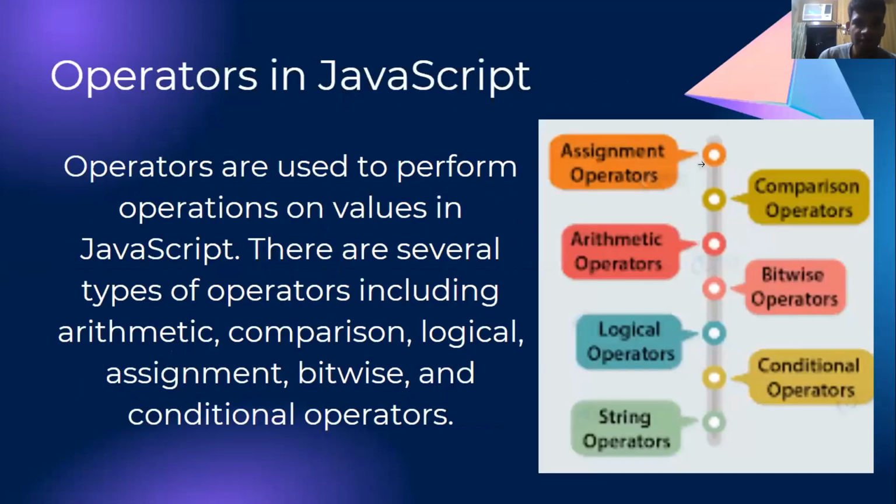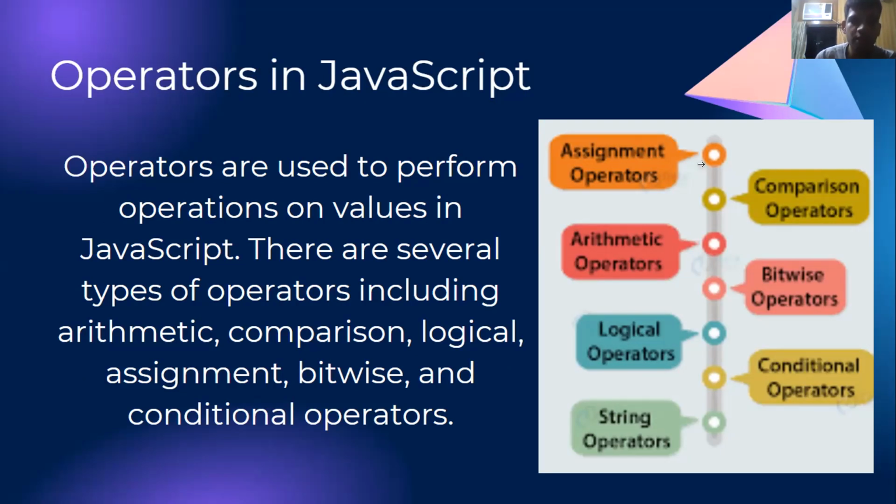Now, operators in JavaScript. Operators are used to perform operations on values in JavaScript. There are several types of operators, including arithmetic operators, comparison operators, assignment operators, bitwise operators, logical operators, and string operators. Arithmetic operators are used to perform mathematical operations such as addition, subtraction, multiplication, and division.